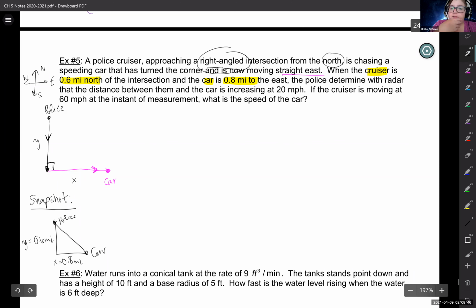What else do we know? The police determined with radar that the distance between them and the car is increasing at 20 miles an hour. That is C, our hypotenuse. Our hypotenuse is increasing 20 miles an hour. So this is our rate of change of the hypotenuse, dc dt. How fast is the hypotenuse growing? It's growing 20 miles per hour.